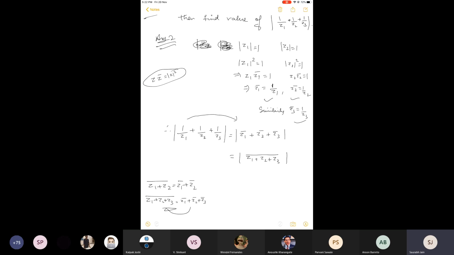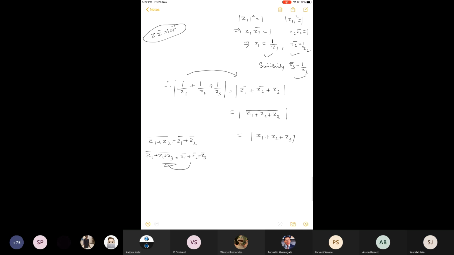Finally, the eighth property, the second last property, and I'll be able to write this as mod of Z1 plus Z2 plus Z3. Why? Because the property used is mod z bar equals mod z. That means the modulus of a complex number and the modulus of its conjugate are both the same. So the modulus of Z1 plus Z2 plus Z3 and the modulus of its conjugate will be the same using property 8. You can write these properties in the bracket, since mod z is equal to mod of z bar.